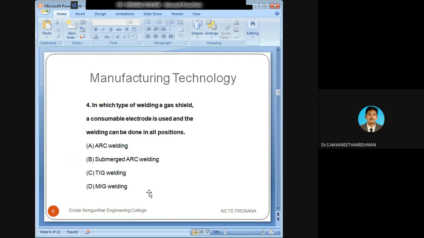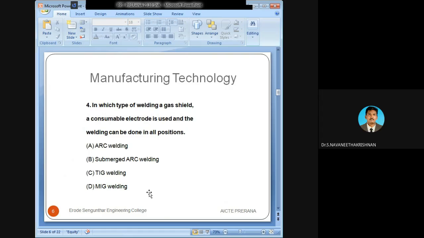In which type of welding is a gas shield and a consumable electrode used, and the welding can be done in all positions?